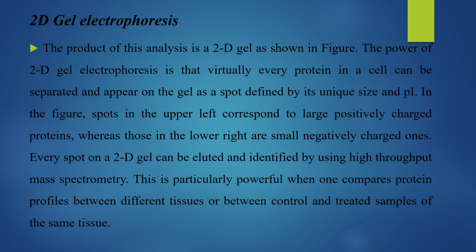Every spot on a 2D gel can be eluted, so you can pick each spot and identify it by using high throughput mass spectrometry. This is particularly powerful when one compares protein profiles between different tissues or between control and treated samples of the same tissue. So using the 2D gel electrophoresis, you can separate the proteins in a cell into its individual contents or proteins.